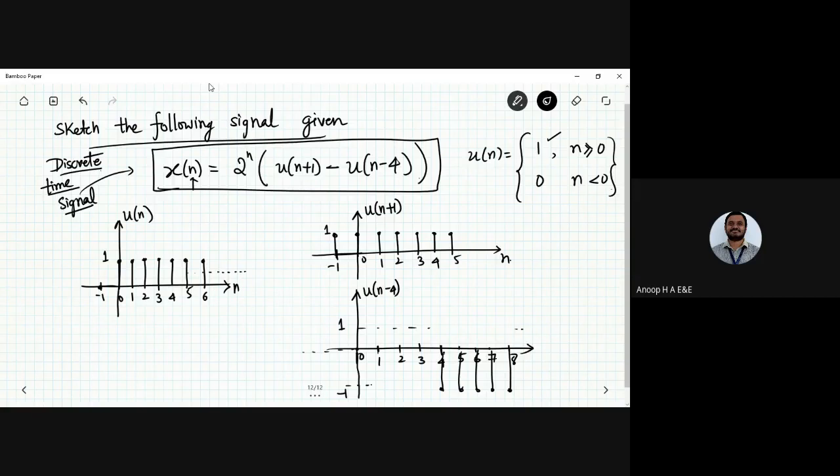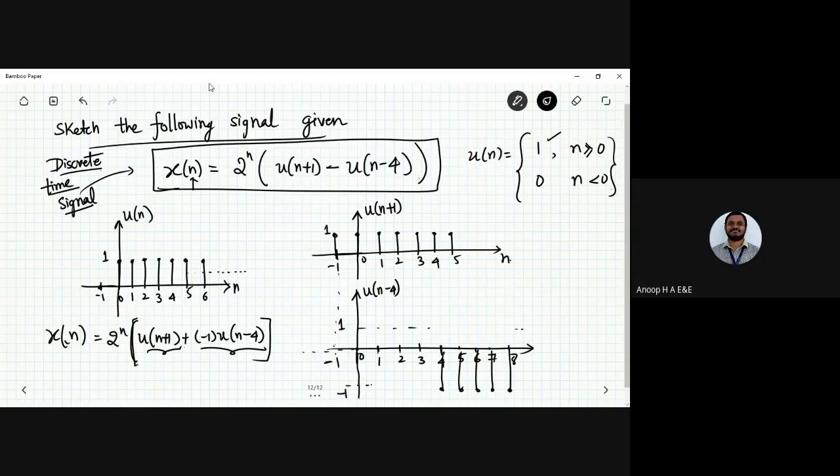Okay, now if you observe carefully, u of n plus 1 minus u of n minus 4, that can be written as x of n, 2 power n times u of n plus 1 minus u of n minus 4. So that is one thing.